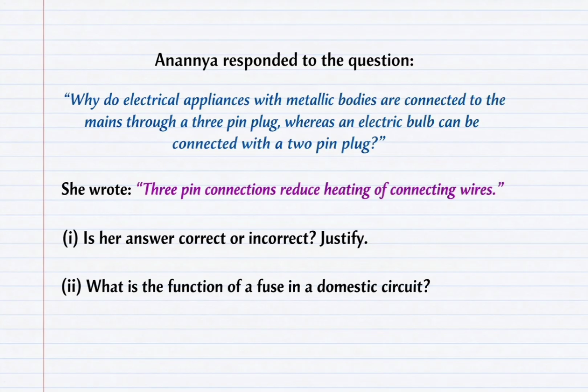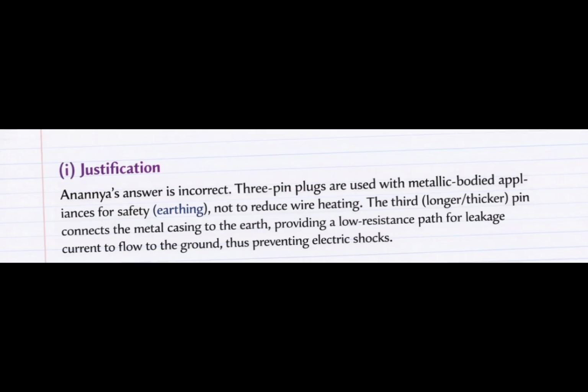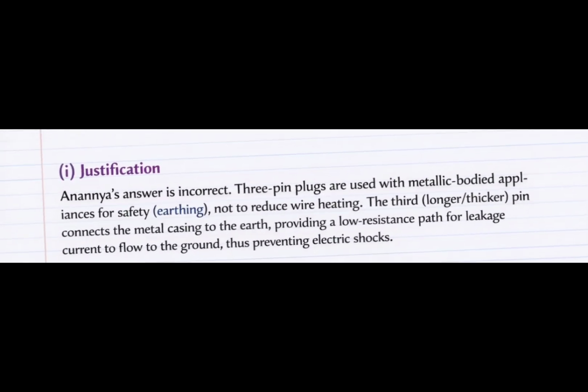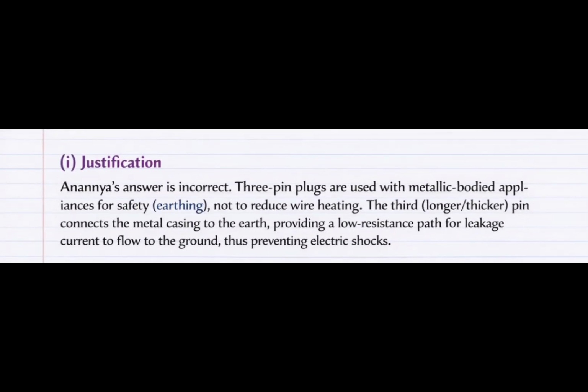Now let us analyze Ananya's answer. Ananya's answer is incorrect. 3-pin plugs are not used to reduce heating of wires. So you know the domestic electric circuit. In a domestic electric circuit, we can see three types of wires: live wire, earth wire, and neutral wire. So the third pin, that means the third wire, is the earth wire. 3-pin plugs are not used to reduce heating of wires. They are used for safety purposes.